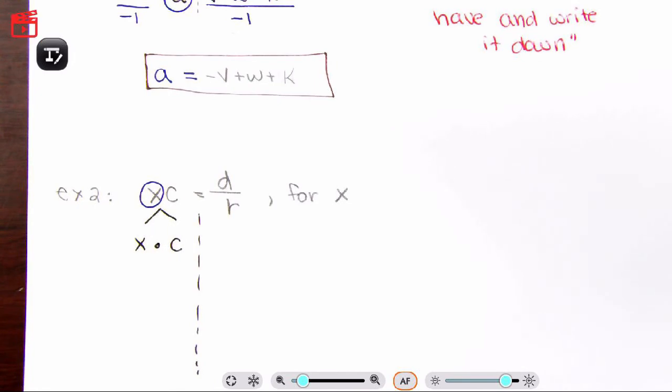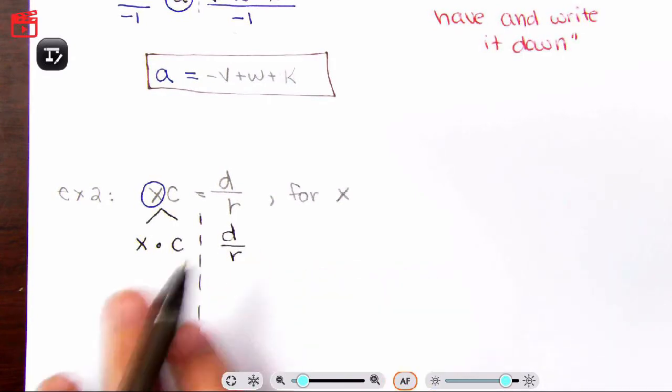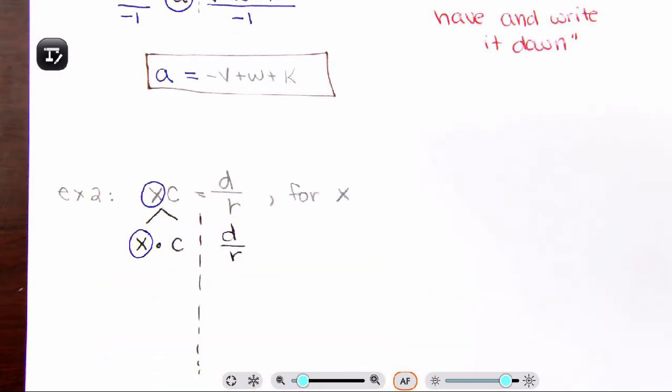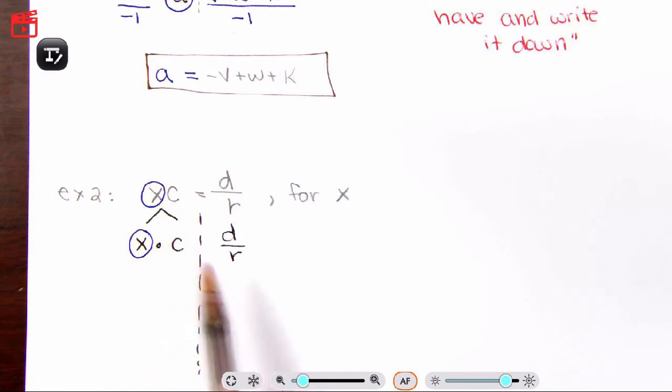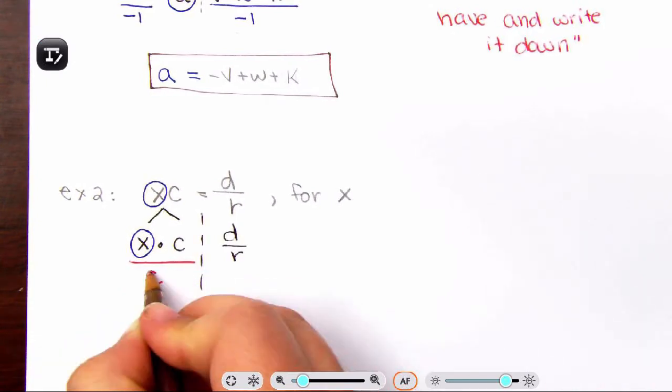Okay, so I'm going to rewrite the d divided by r just to keep everything lined up. Again, what are we trying to solve for? We're trying to solve for x. What do I need to get rid of? X is attached to c. I need to get rid of c. What is the opposite of times c? The opposite of times c is divided by c.